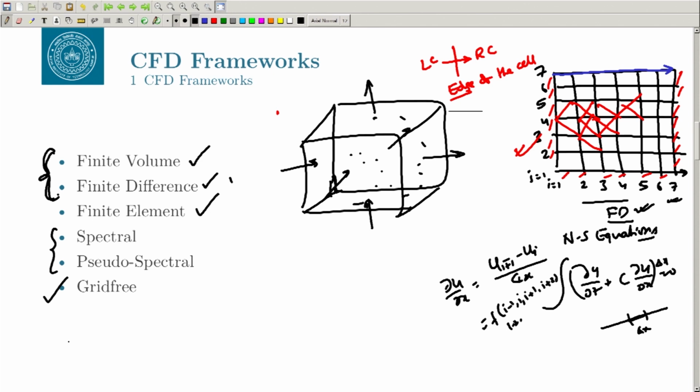So, these are the main primary approaches. There are other approaches also. For example, there is something called SPH, smooth particle hydrodynamics, and there is spectral volume, SV. You can go through and read these different frameworks which make use of the Navier-Stokes equation and solve problems using different approaches.